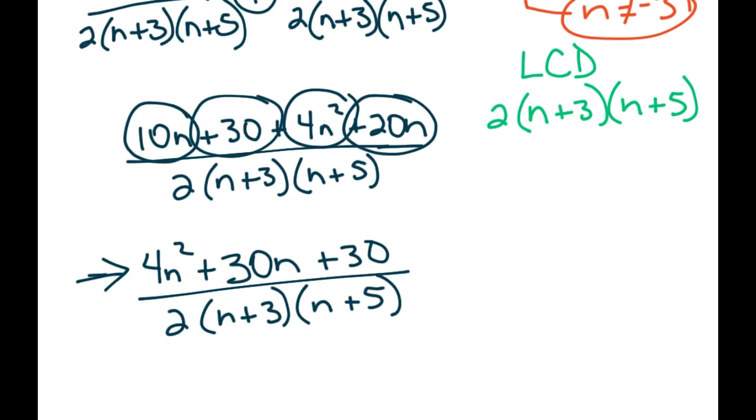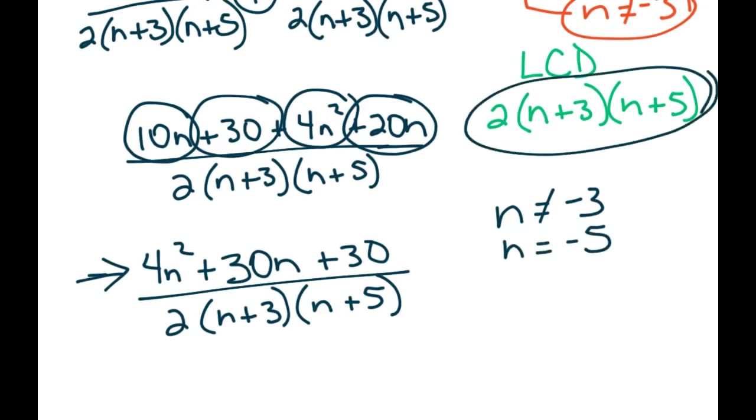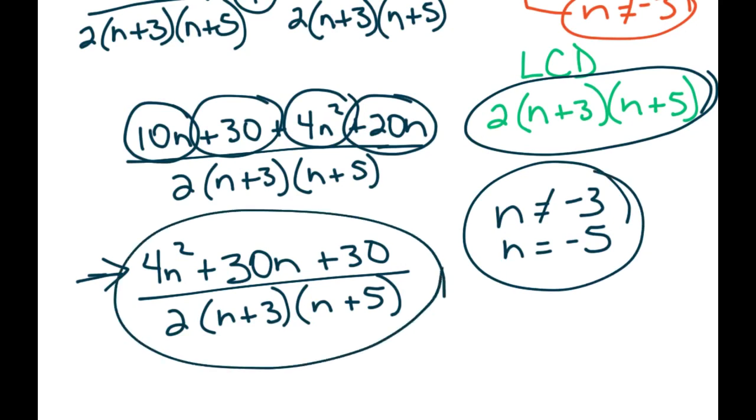So again, my restrictions were n cannot equal negative 3 and n cannot equal negative 5. So we've got our least common denominator, our restrictions, and our answer. All right, we're going to stop with that one and let you get some practice.